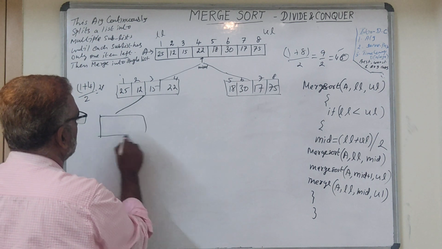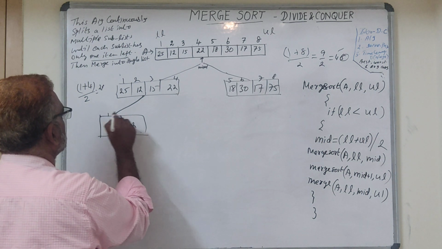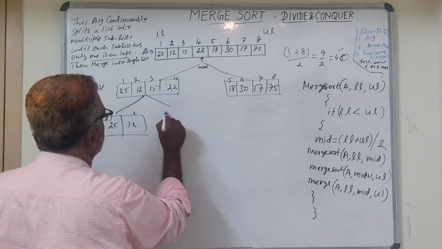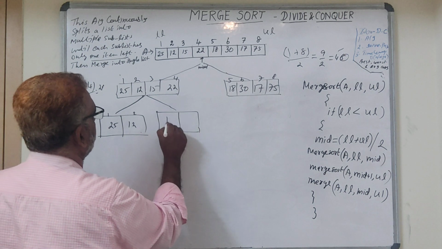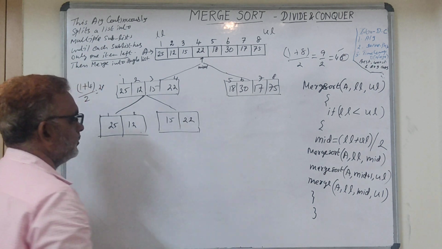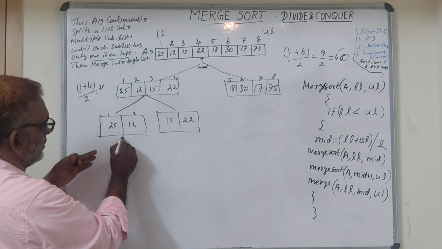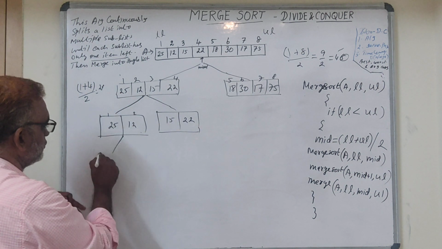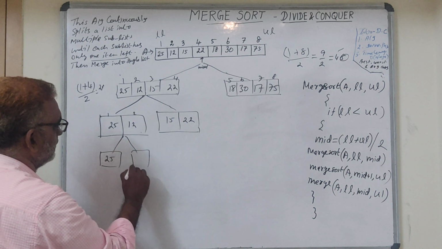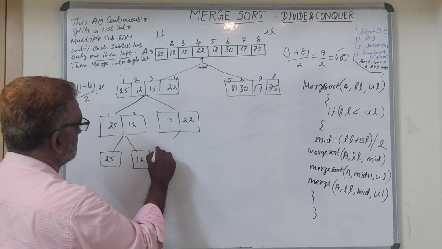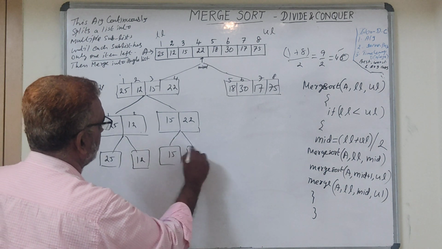So you will get the lists, that is 25 and 12, so this is 1 and 2. Similarly, this other part is again divided into two parts, that is 15, 22. Again you have to perform the same operation, finding the midpoint. It will be divided into two separate items, that is 25 and 12. Similarly this is divided into 15 and 22.